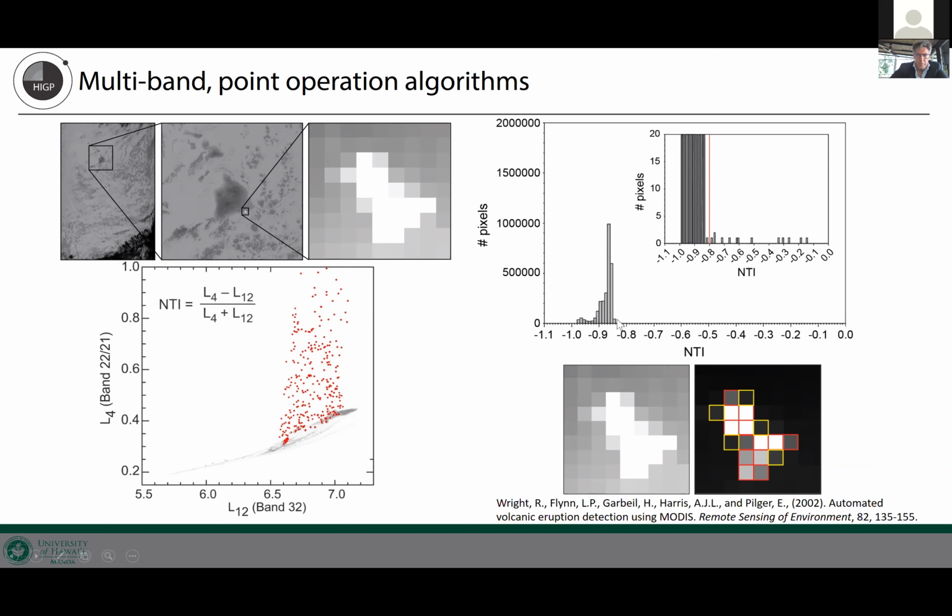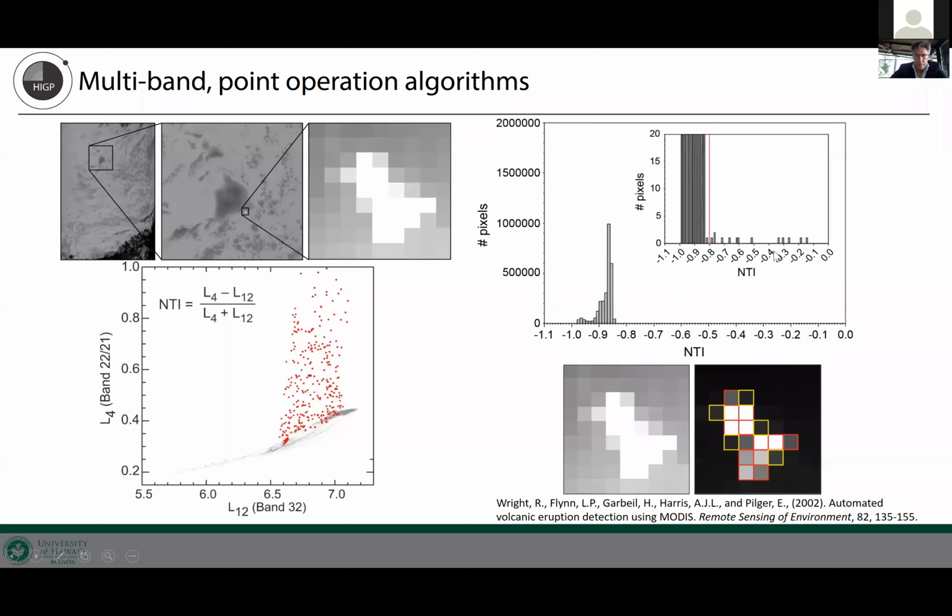Basically what we do is we compute this normalized ratio value, the NTI. This allows us to separate out these white pixels from the background. And in terms of histogram, if I compute this NTI value for every pixel in this MODIS image, I find that most of the pixels form this distribution here, right? They have an NTI value of between -1 and -0.85. If I zoom into the tail, I find that the pixels that contain the active lava have NTI values which form the tail of this distribution.